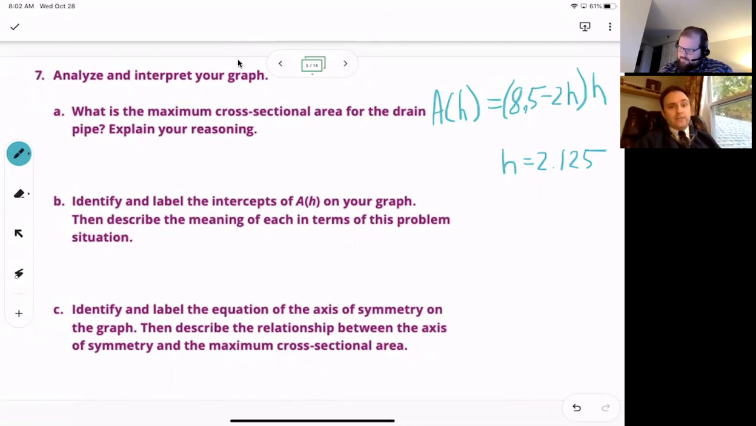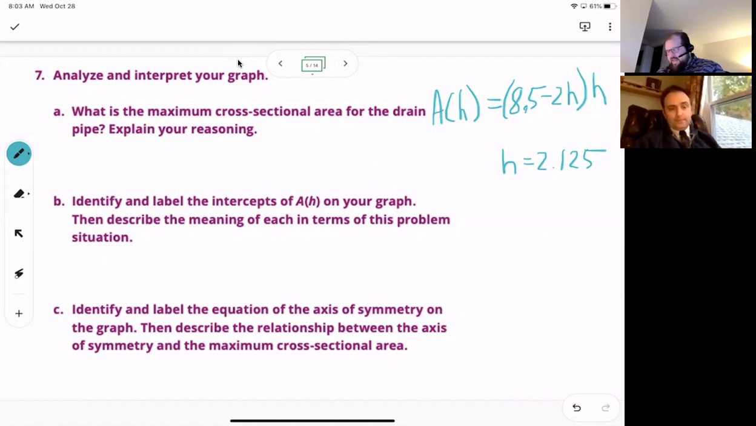Identify and label the intercepts of A and H on your graph. Okay, we already did that on the previous page. That was the 0 and the 4.25. We didn't talk about the meaning of those things. Right, those are both places where this problem stops making sense. If you do a height of 0, you don't really have a drain. And if you do a height of 4.25, you basically get a piece of metal folded in half because there's no space left for the bottom, which would also be totally useless.